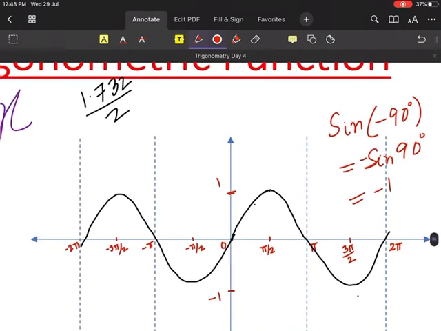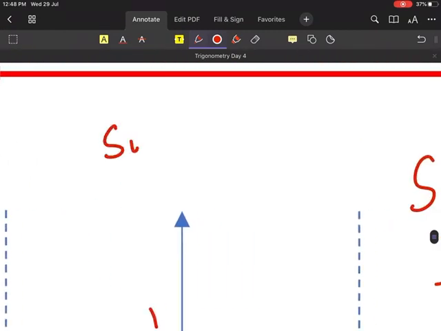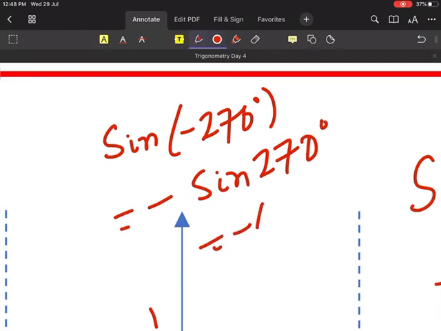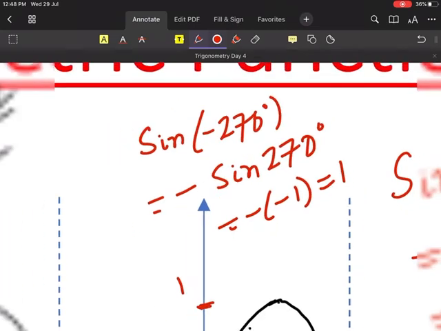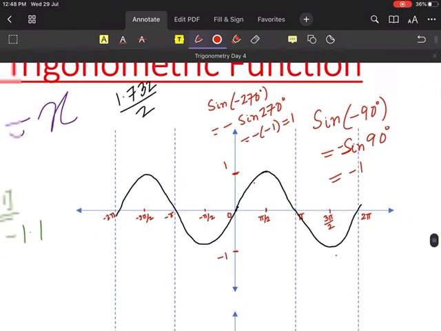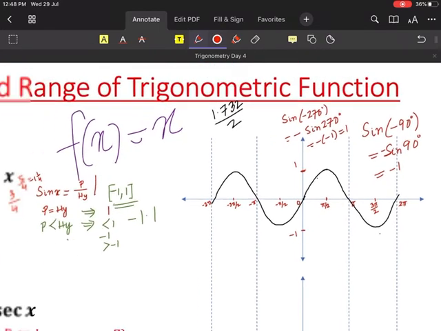Am I clear? Understood? Now you see, sine of minus 270. Let's find. So sine of minus 270 degree is equal to minus of sine 270. Yes or no? And sine 270 is what? Minus 1. So what do I get? Minus of minus 1 is plus 1. And you see, it's positive, it's 1. Everyone clear? Yes, sir. So that's how we draw the sine curve.